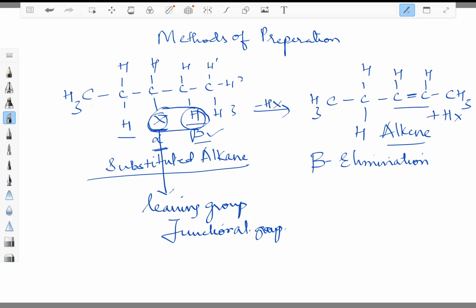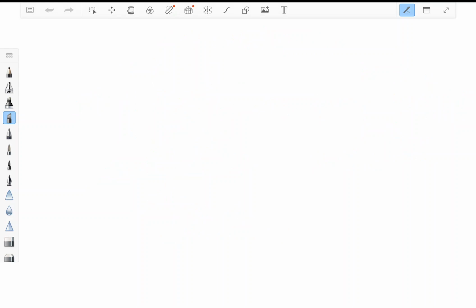Where am I getting the double bond? On these two carbons. That is 1, 2, 3, 4, 5. Between second and third position, from where leaving group and hydrogen atom is removed. So this reaction is called as elimination reaction. And which elimination it is? It is called as beta elimination reaction.